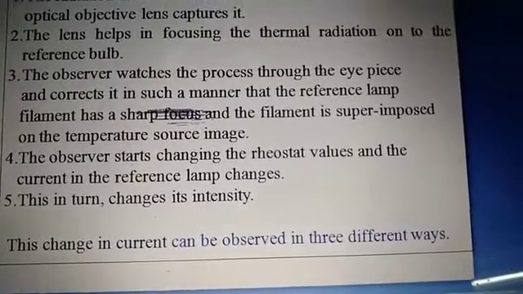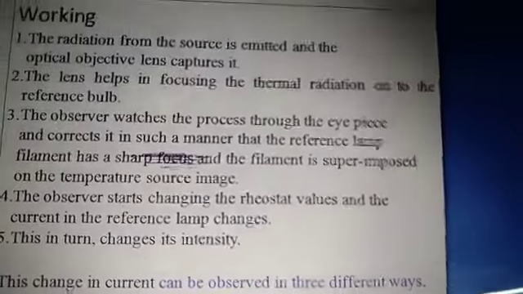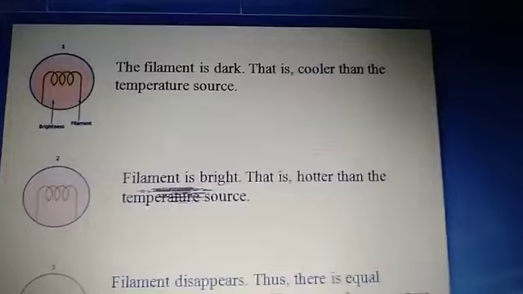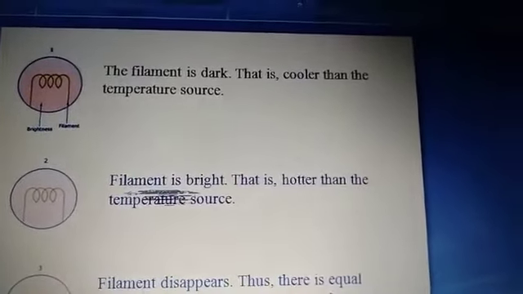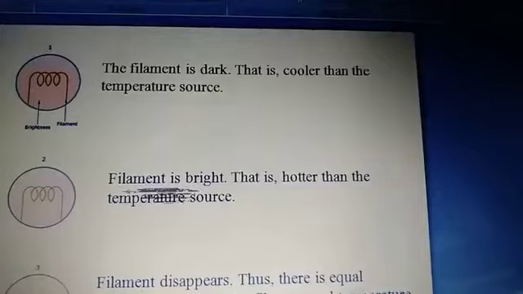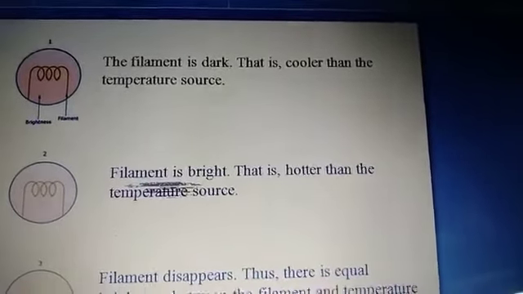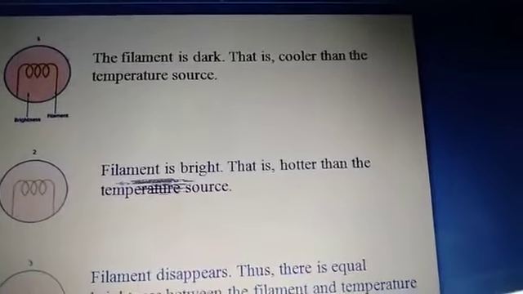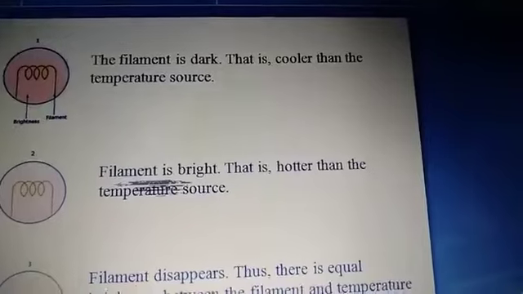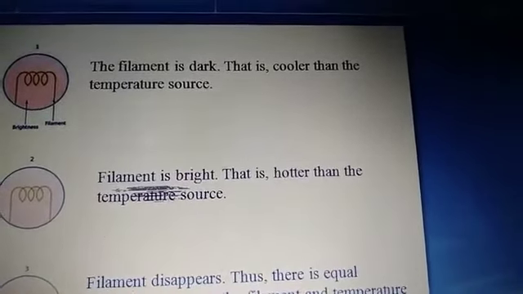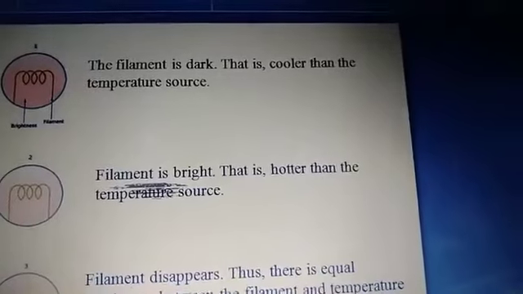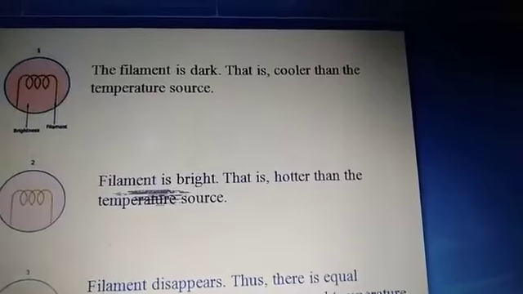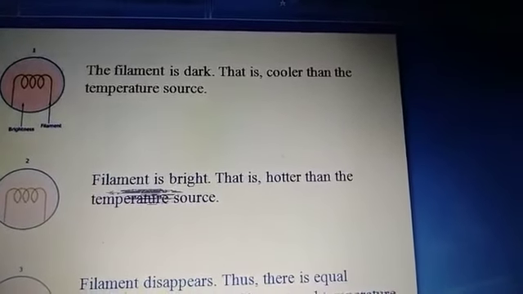So this change in current can be observed in three ways. Normally, in three ways we observe the change in the filament. One is when the filament is dark, which means it is cooler than the temperature source. When the filament is dark, the temperature is less, so it is cooler than the temperature source.